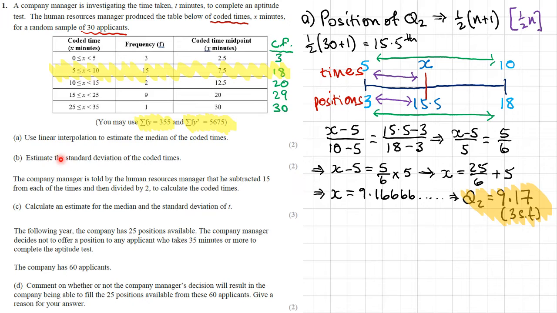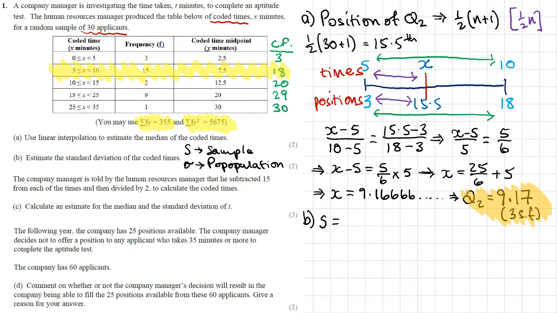Part B, we want to estimate the standard deviation of the coded times. So I'm going to use S for standard deviation because this is a sample of 30. So this is a sample. So really, when we have a sample, we should use S for the symbol for standard deviation and S squared when it's the variance, and then use sigma if it's the population, and sigma squared if it's the population variance.